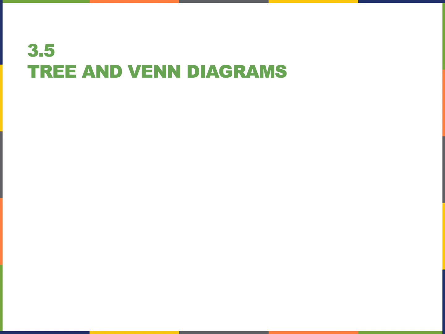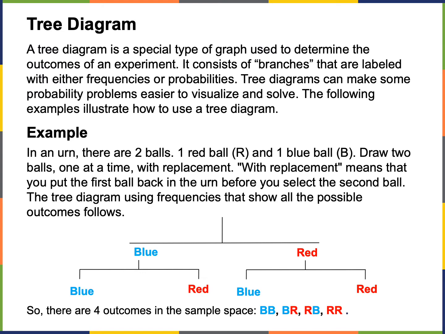Hello everyone and welcome to 3.5, which deals with tree and Venn diagrams. So let's get into what they are. A tree diagram is a type of graph that's used to talk about the outcomes of an experiment. Basically, here are the different things that can happen. It's just a nice graphical way of talking about it.